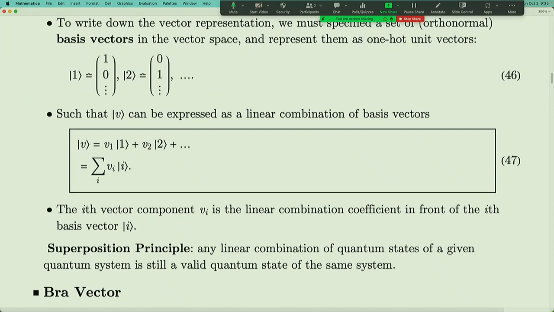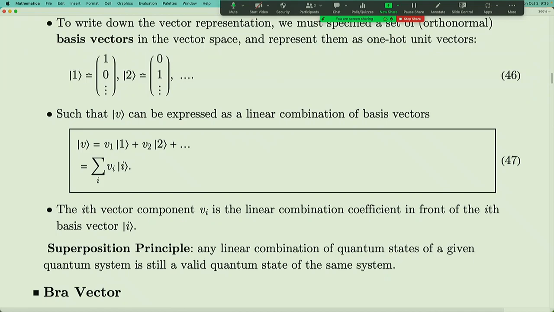And there's a principle called the superposition principle, that any linear combination of quantum states of a given quantum system is still a valid quantum state of the same system. Because we say that every quantum state is described by a vector. And actually, this idea is also the other way around. Any vector also describes a possible quantum state of the system.